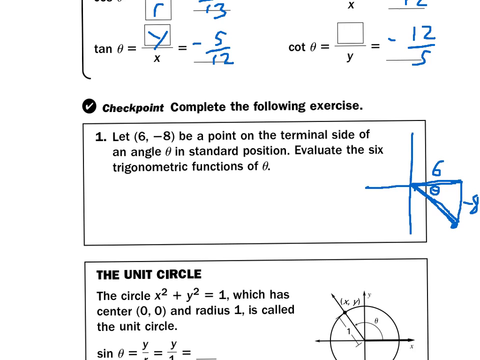And some of you see that that's a 3, 4, 5 triangle. Right? 3, 4, 5 triangle. So this must be 10. Alright? Some of you don't see that, so you went through and did 36 plus 64, and you got that to be 100. And then you square rooted it, and you went, oh, it's 10.